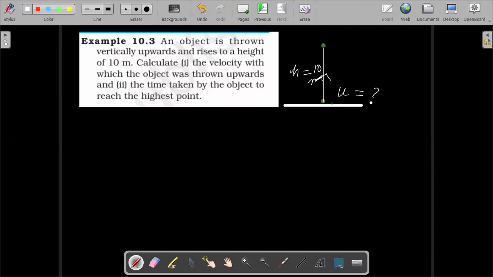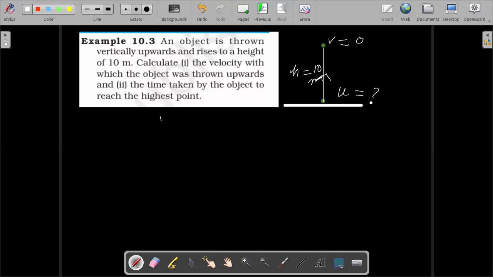Now, when I am throwing it with a certain velocity in the upward direction, as it reaches the top, what is the velocity at the highest point? When it reaches the highest point, what will be its velocity at this point? So velocity will be 0. Yeah, at the highest point, its velocity will be 0. So we can obtain this velocity to be equal to 0 at the highest point. Now, we will be using the third equation of motion.